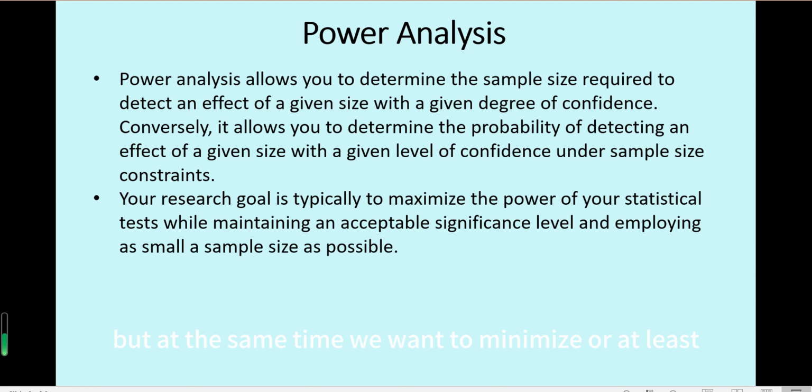But at the same time, we want to ensure that the type 1 error is no more than the significance level. Type 1 error is when the effect is not present, but you say the test is significant and you reject the null hypothesis. So we have to minimize type 1 error, and usually this level is 0.05.